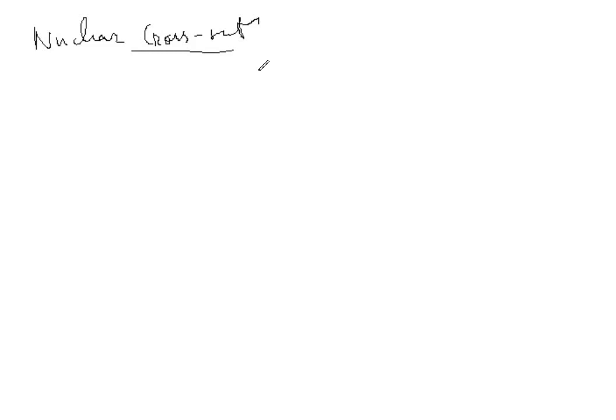Okay, now let us consider a reaction of the nucleus X with a particle A. So we can write like this. Nucleus X reacts with particle A, and as a result, it gives nucleus Y and another particle B. Now, often we use this notation to indicate this nuclear reaction.